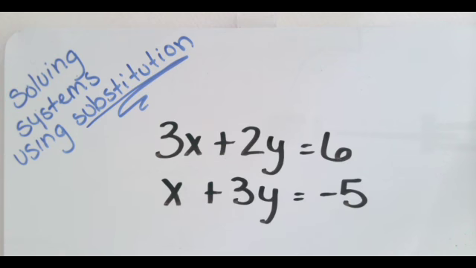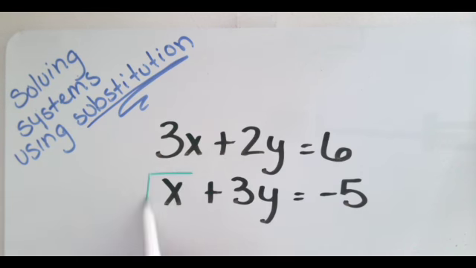If you're going to use substitution, you have to be able to get one variable, either x or y, by itself really easily. So I have four variables here. I have x and y in the first equation, and x and y in the second equation. Is one of them almost by itself? This x is not almost by itself, it has a 3 attached to it. This y is not by itself, it has a 2 attached to it. This x is almost by itself though.